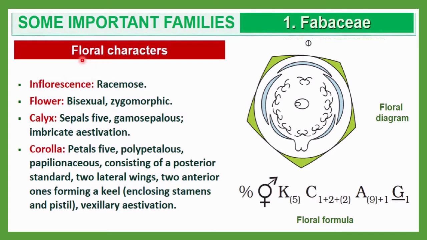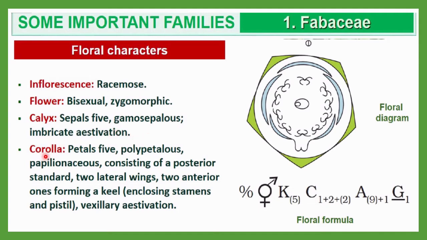Now let me discuss floral characters. Here inflorescence is of racemose type. Flower is bisexual, that means it will have androecium as well as gynoecium. And the flower is zygomorphic. Then calyx has sepals, number 5, gamosepalous. You know very well what gamosepalous is. Imbricate type of estivation you will observe here. And you know very well what imbricate estivation is. We have already discussed this terminology in previous lectures.